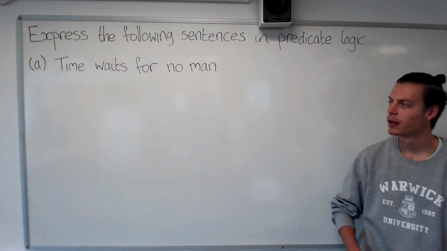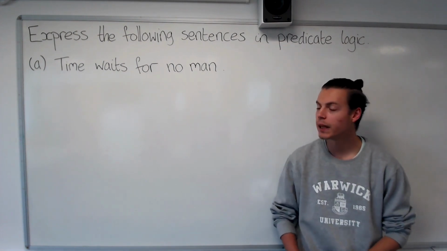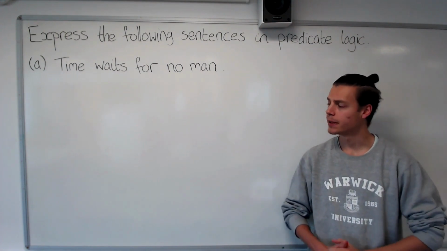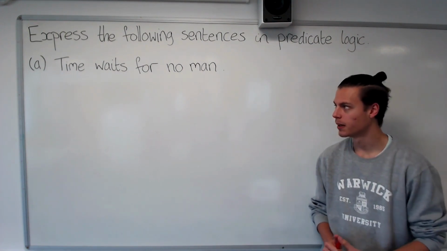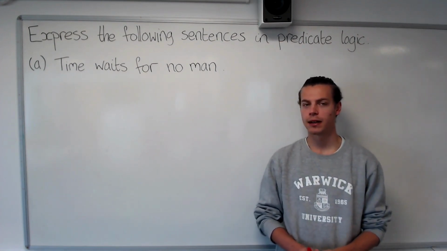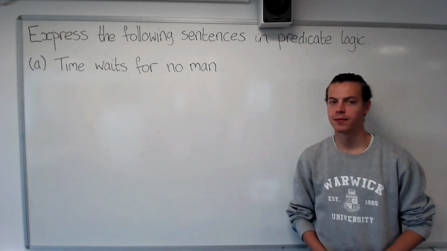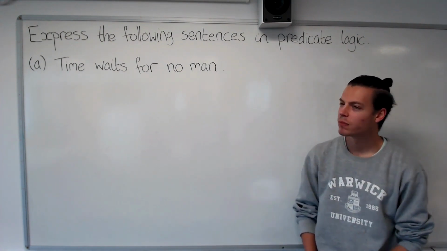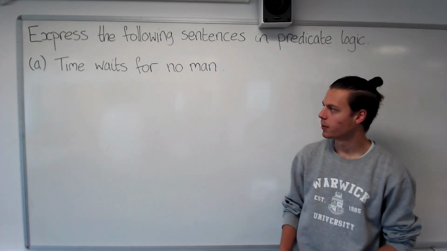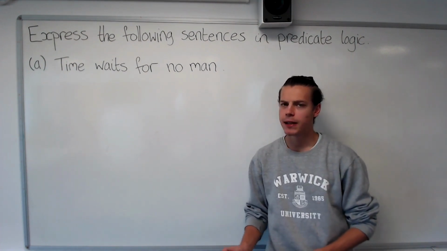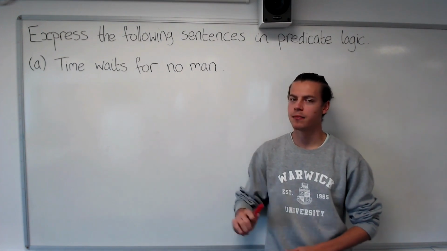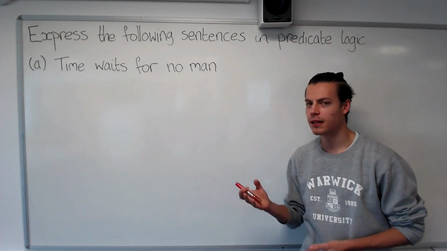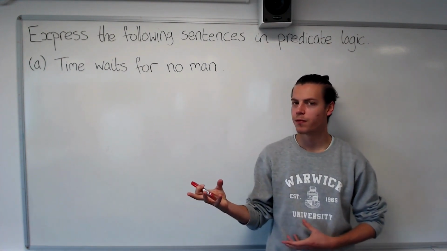In this exercise, we are expressing some English sentences in predicate logic, and we have to introduce our own predicates to do this. So let's take a look at this sentence. Time waits for no man. Thinking about how we might say this in other ways, we could say there does not exist a man for which time waits.